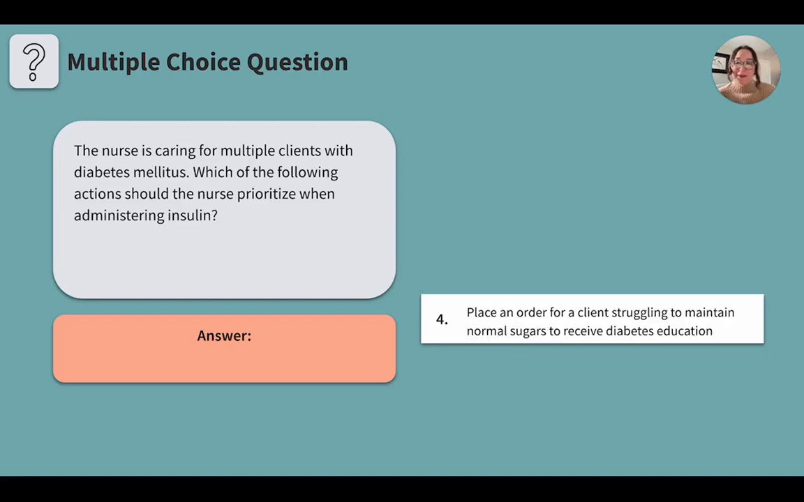Alright, last option. Place an order for a client struggling to maintain normal blood sugars to receive diabetes education. So kind of along the same lines, education is needed, but is it urgent? No. There's also another piece of information in this answer choice that makes it incorrect. What do you think that is? Place an order. Yes. As a nurse, it would be out of your scope of practice to place an order. Although the order may be necessary for the client, the nurse would need to consult with the primary healthcare provider and they would place the order.